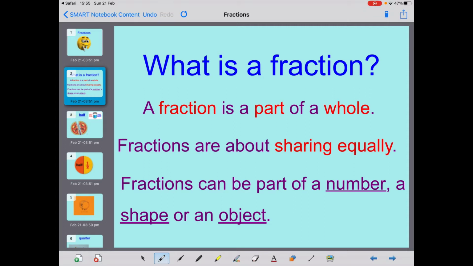We've got some of our key language and vocabulary here, which I'm going to underline in red. So a fraction is a part or a piece or a bit of a whole, and we're going to look at whole a bit later on. Fractions are about sharing equally.